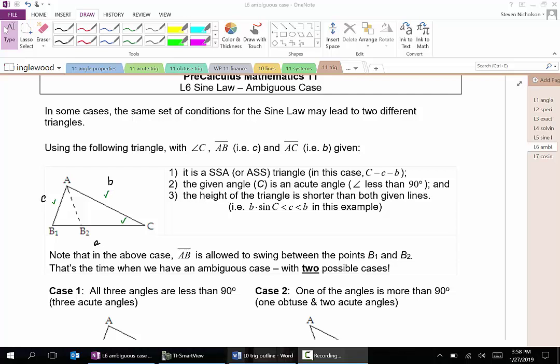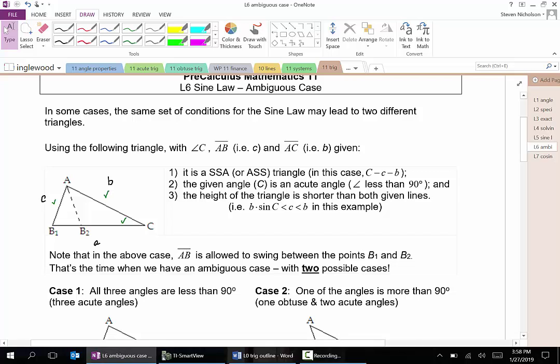Today's lesson looks at the sine law again, but it looks at the ambiguous case of the sine law. The definition of ambiguous means open to interpretation or duplicate solutions. So we want to look at an example today of how you could get two different triangles with the same information. And ultimately, you have to decide, given the information, are there going to be two triangles, one triangle, or in fact, no possible triangles?